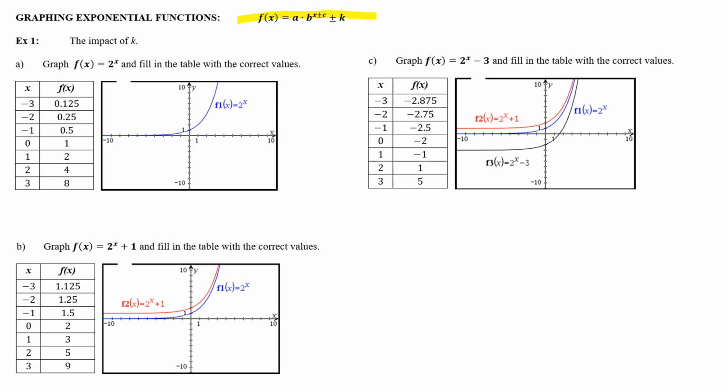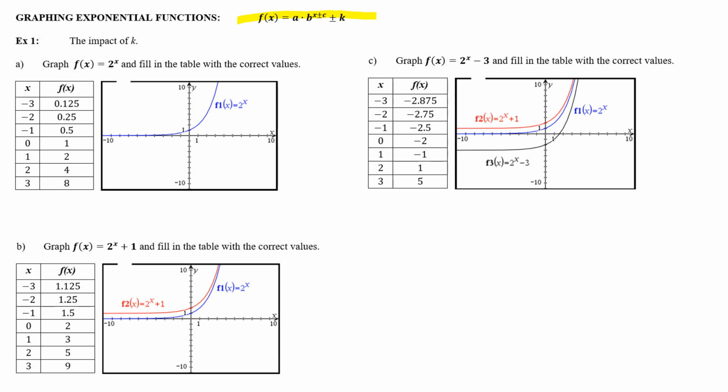Keep in mind, b represents the base, the x plus c is the exponent, and then the plus or minus k is some constant. Same thing with a. A represents some constant in front of b.